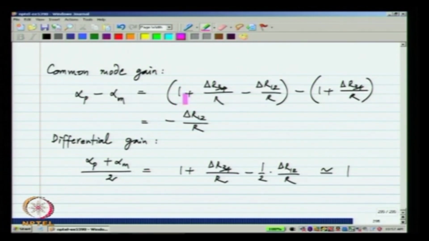So, the circuit has a non-zero common mode gain. Ideally, it should have given an output Vp minus Vm. In reality, it gives some constant times the common mode voltage plus 1 times Vp minus Vm. Now, what is the effect of this? This common mode gain is quite small. It is the relative mismatch between resistors 1 and 2, it is delta R12 divided by R. So, what happens because of this?